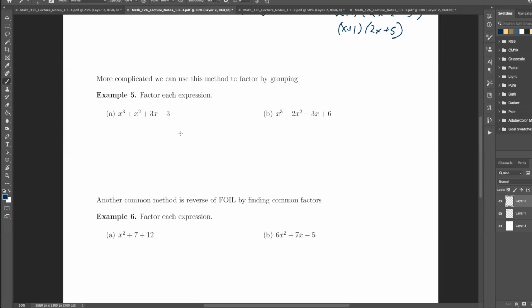So here, let's go ahead and do this. Here we can use something more complicated. We can use this method to factor by grouping. You can do it by dividing the final square and then solving for it in the box.